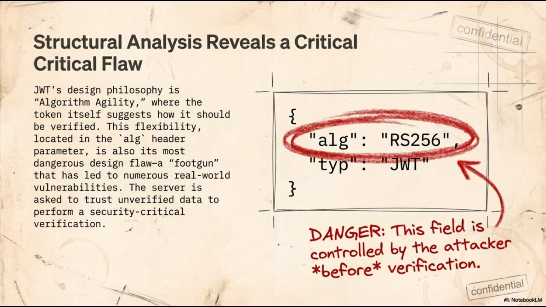When we look at the structural design of JSON Web Tokens, we see a core philosophy called algorithm agility. This means the token itself tells the server which cryptographic method to use for verification. While this sounds flexible, it is a massive design flaw, often called a footgun. As you can see highlighted in the header, the alg parameter is controlled by the user.